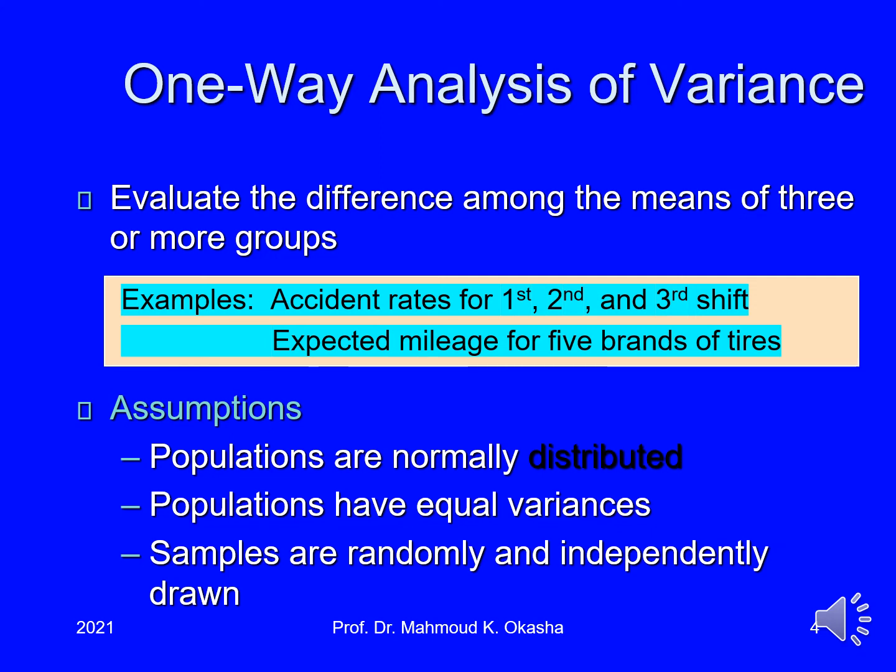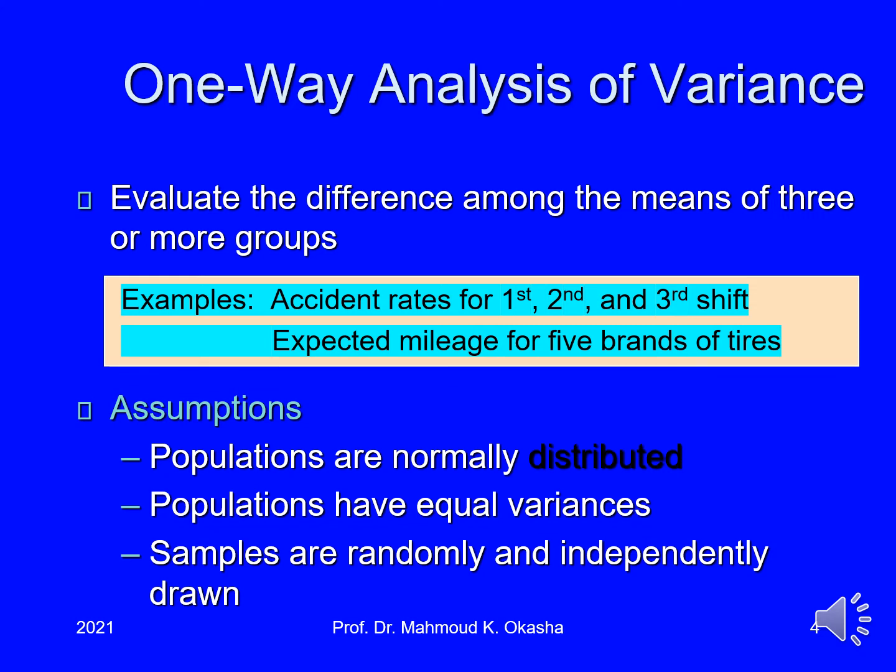And the second case, expected mileage is the dependent variable, and the brands are the factor. We have 5 levels of brands, 5 types of brands of tires. We want to test whether the expected mileage for these 5 brands are the same or different. If one brand of tires is better than the rest, they will not have the same mean of expected mileage, right?